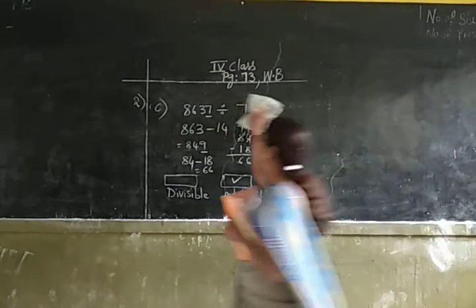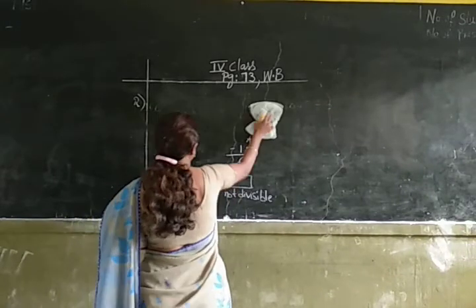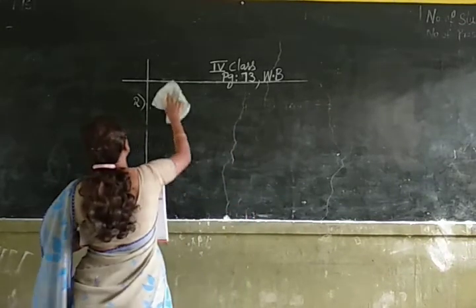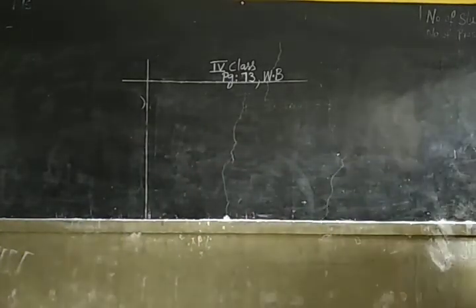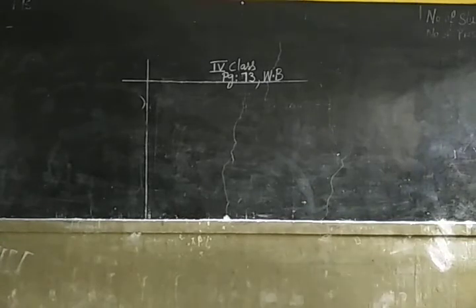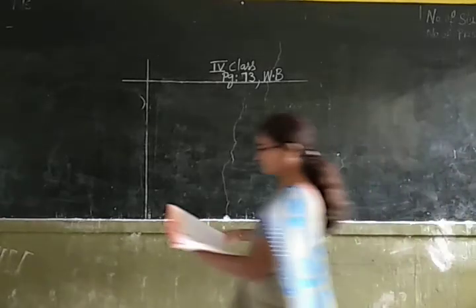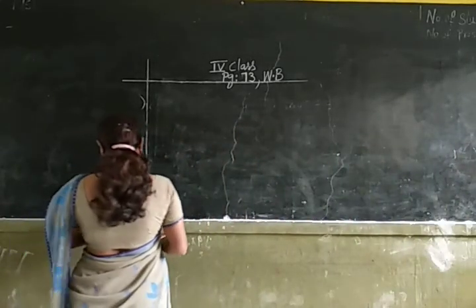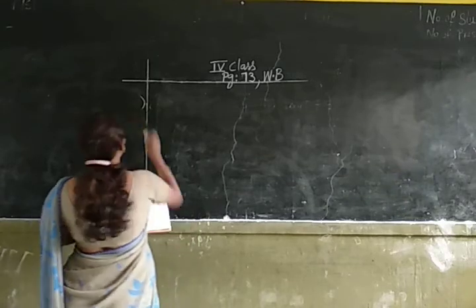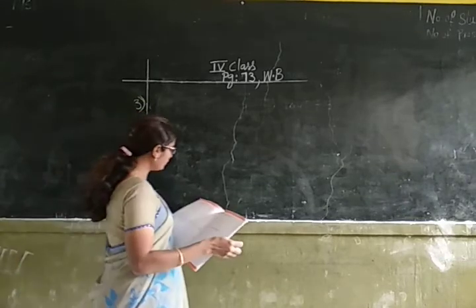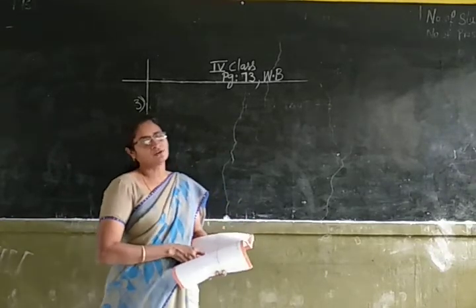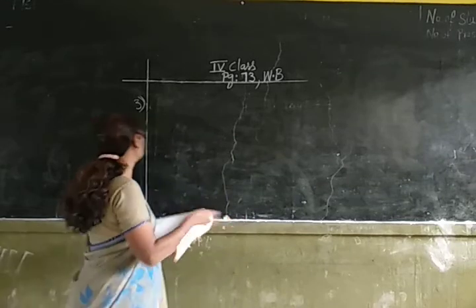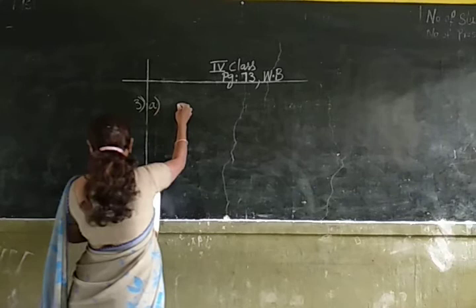Now let us do the third sum. Which of the following numbers are divisible by 7? Here some numbers are given. We have to find out which of them are divisible by 7. So let us find out the A sum, whether it is divisible by 7 or not.